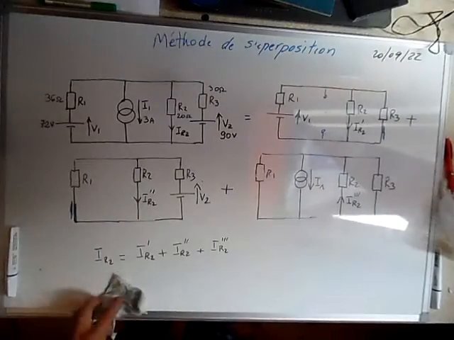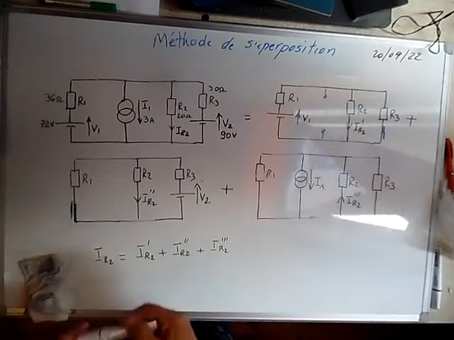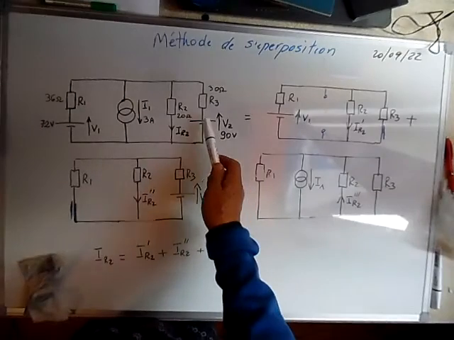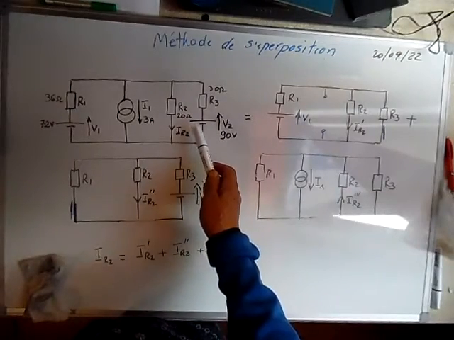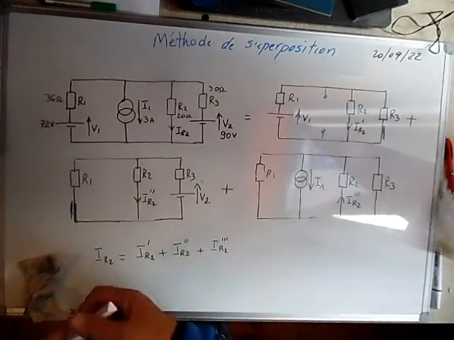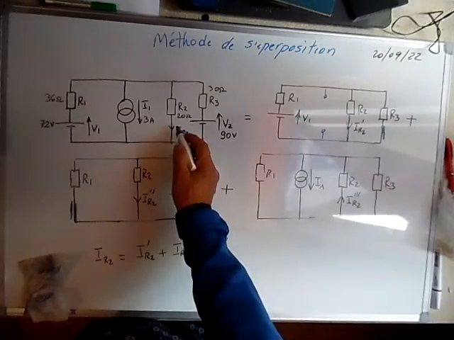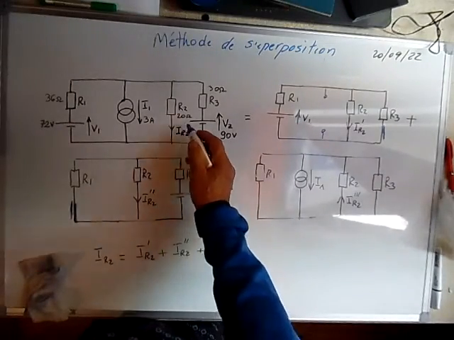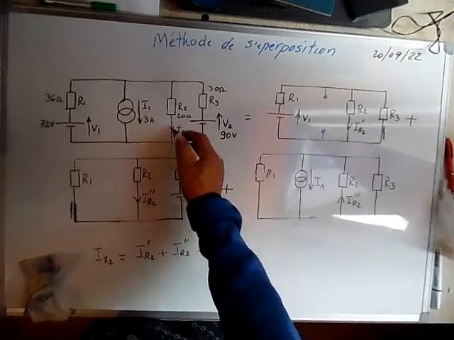Good morning. Suppose we have a circuit like this and we want to use the superposition method to calculate the current flowing in this branch.